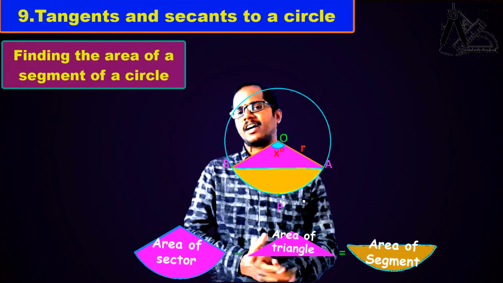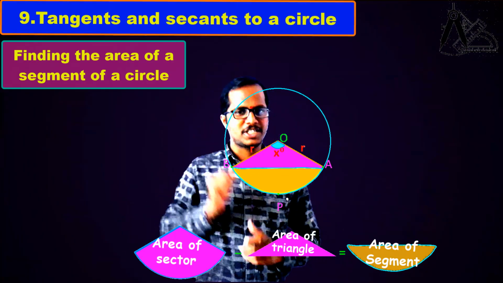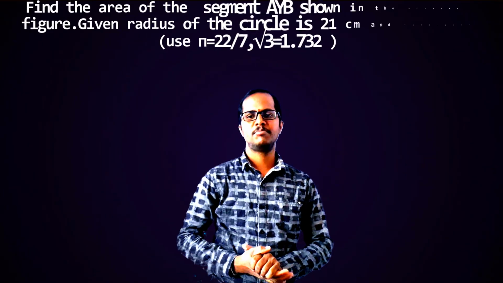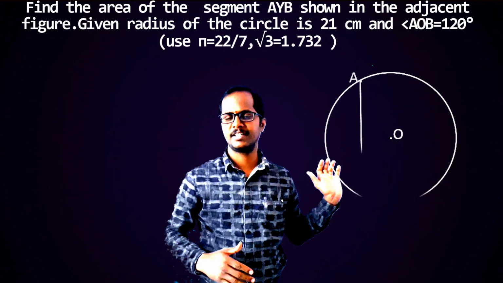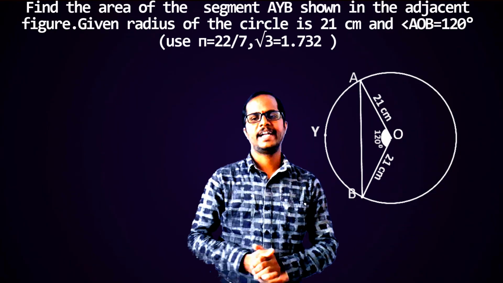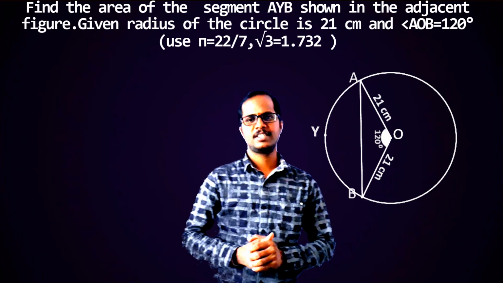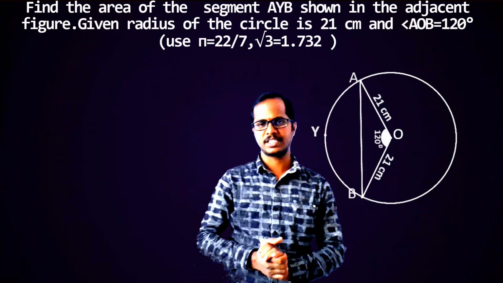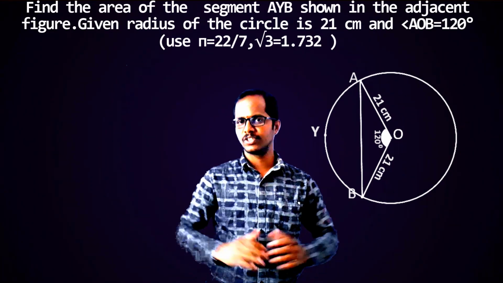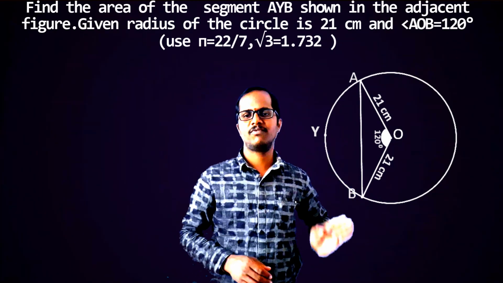Let us understand this concept by taking one example from the textbook. It is given as: find the area of the segment AYB as shown in the adjacent figure. Given that the radius of the circle is 21 centimeters and angle AOB is 120 degrees. It is also given that we need to use the pi value as 22/7 and square root 3 equals 1.732. So this is the given problem, and here we need to find the area of the segment AYB.